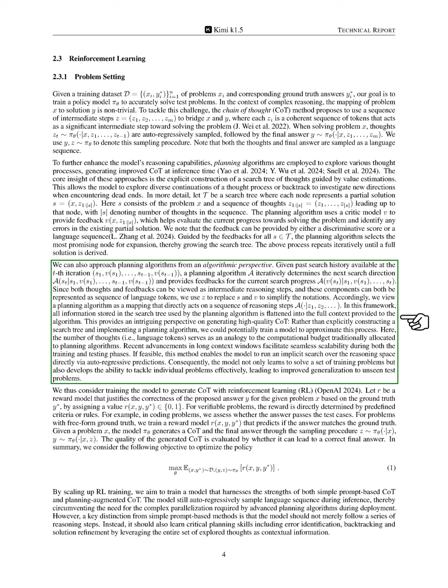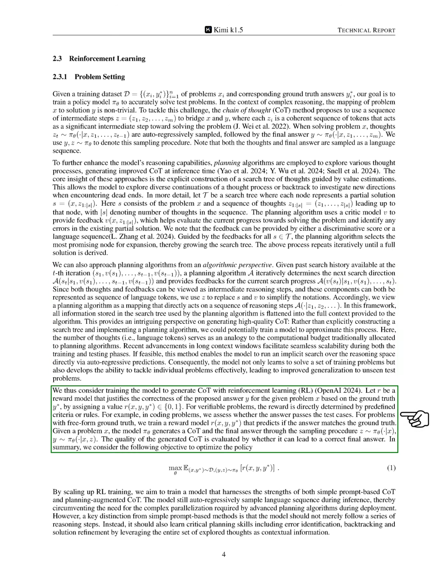We propose training the model to generate COT using reinforcement learning. We define a reward model that assesses the correctness of the proposed answer based on the ground truth. For verifiable problems, the reward is determined by specific criteria, while for free-form problems, we train a reward model to predict if the answer aligns with the ground truth. Given a problem, the model generates a COT and the final answer through the sampling process. We evaluate the quality of the generated COT based on its ability to lead to a correct final answer.